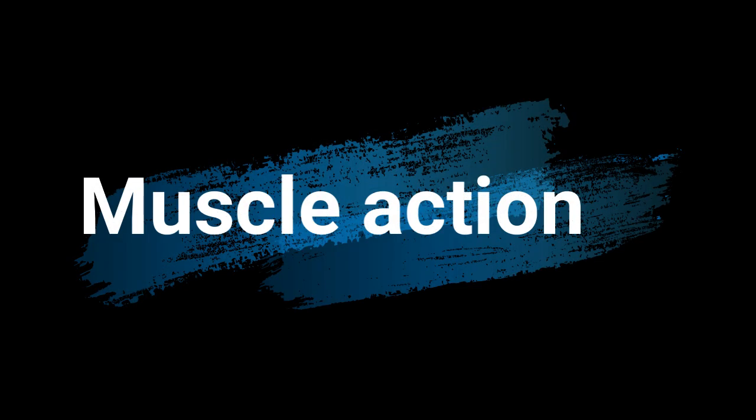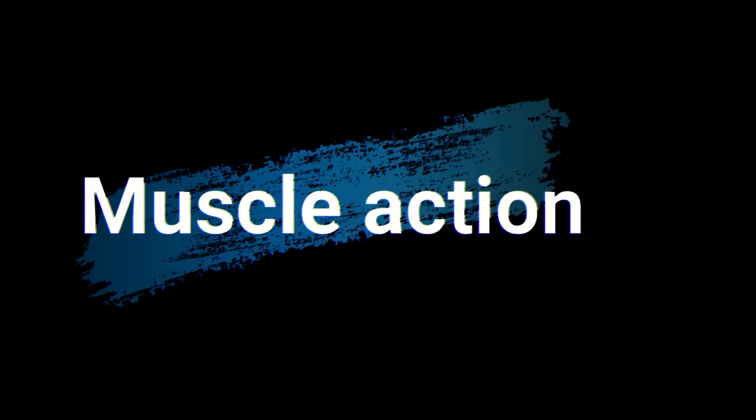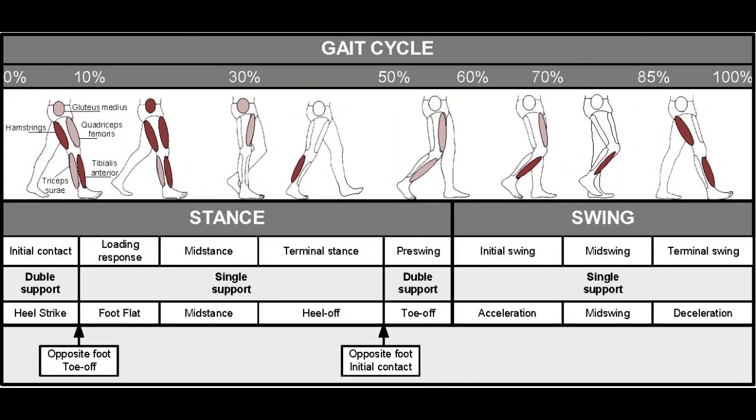Now let's watch the muscle action. In this image, we can see the actions of muscles in each gait phase. The muscles are gluteus medius, quadriceps femoris, tibialis anterior, triceps surae, and hamstring. The deeper colors indicate high activation of muscles, the paler colors indicate low activation of muscles, and the white colors indicate there is no action of muscles.